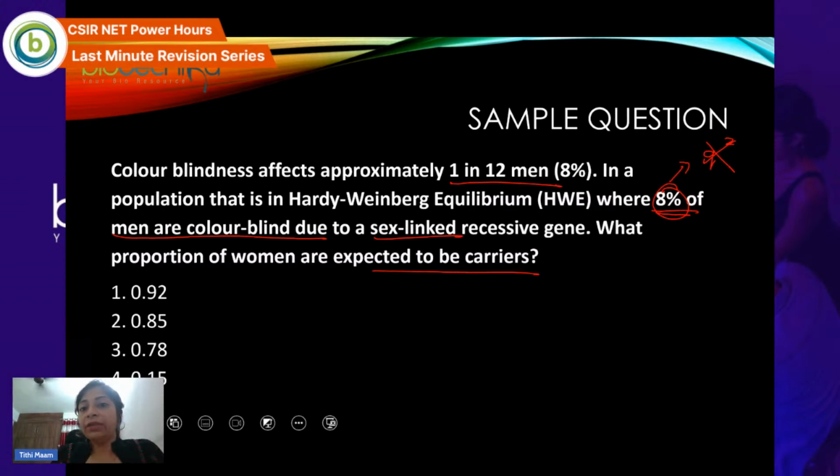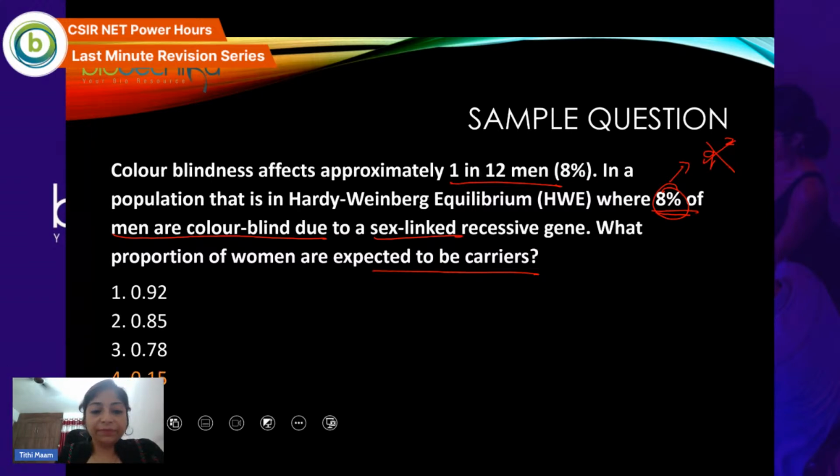But in the case of women, it is different. Women have two alleles, so whether they show the phenotype will depend on whether the woman is a heterozygote or a homozygote, that is, homozygous recessive or heterozygote. So when we are talking about genes present on the X chromosome, the phenotype frequency in men is equal to the allele frequency of that recessive allele.